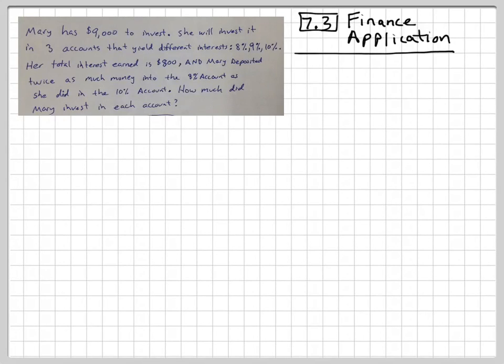This is an example of a finance application in section 7.3. It says that Mary has $9,000 to invest. She will invest it into 3 accounts that yield different interest. Because of the 3 accounts, we're going to set up this problem as a system of 3 different equations.